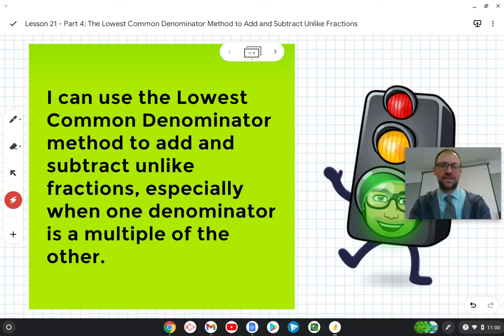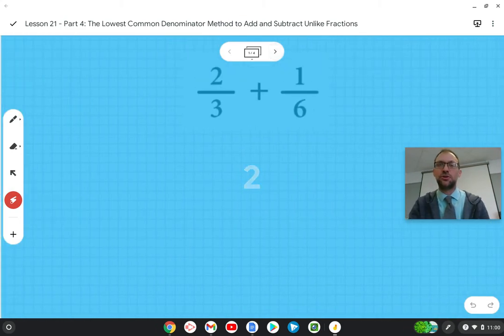Today's learning target is I can use the lowest common denominator method to add and subtract unlike fractions, especially when one denominator is a multiple of the other. Today's lesson is all about review and practice. So let's look at two examples.